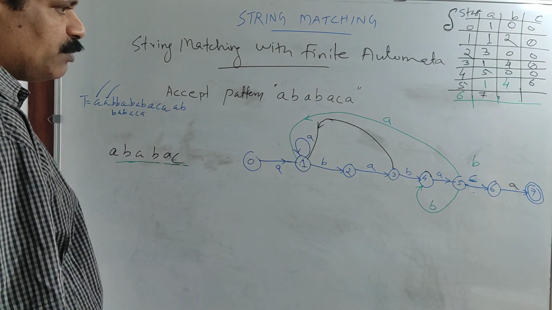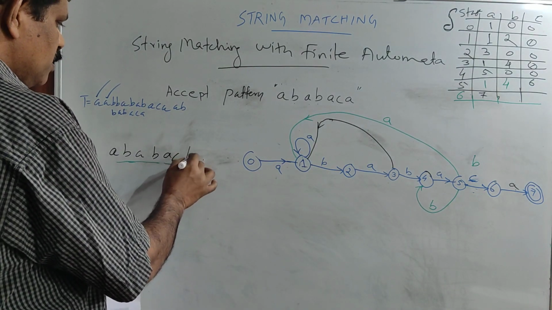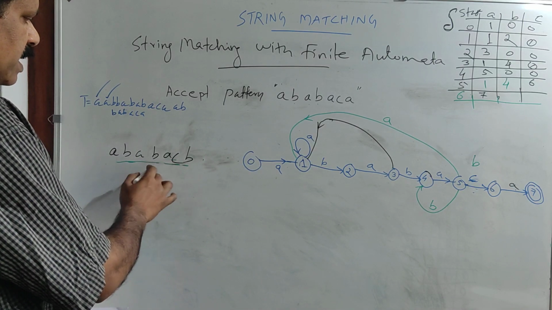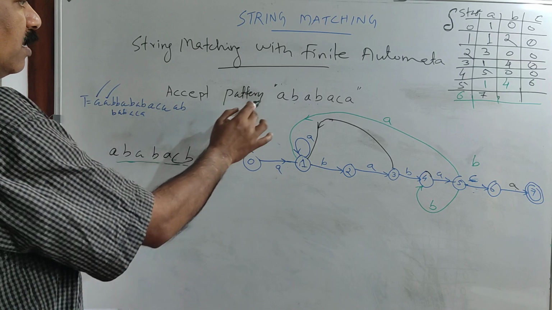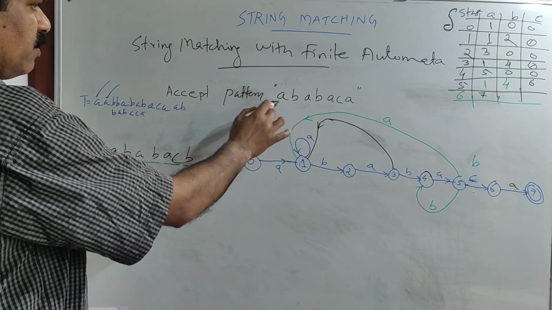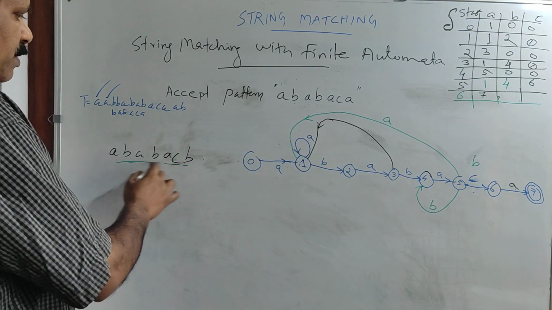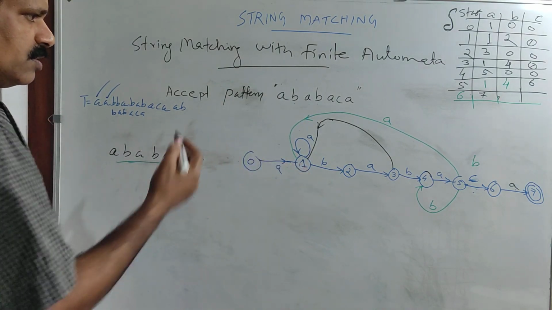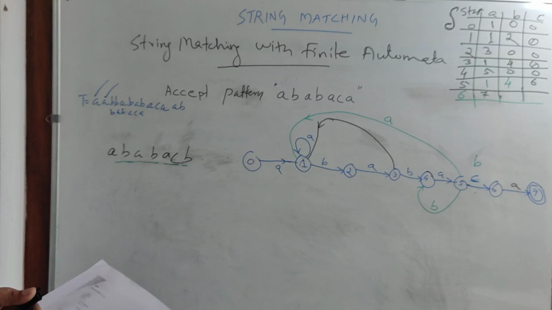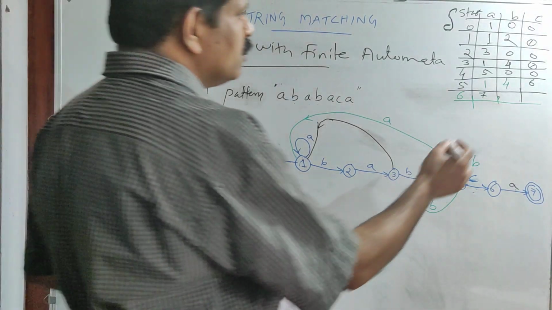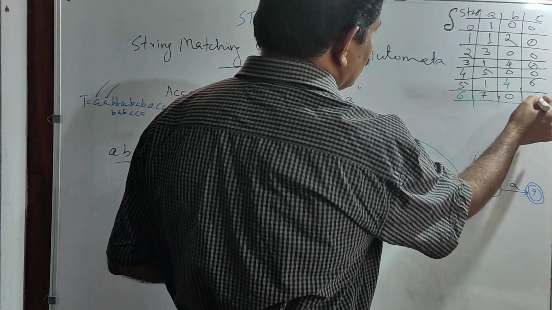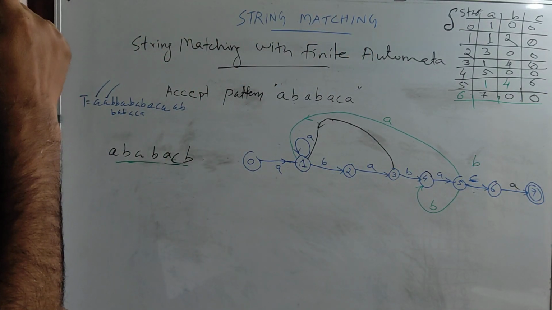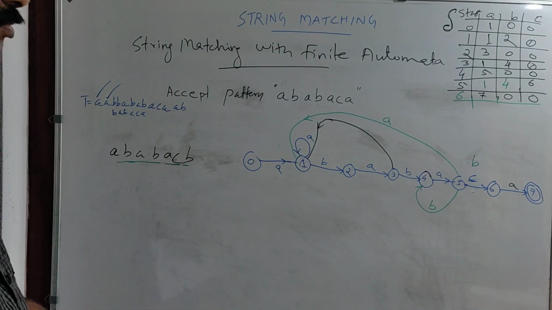Then what about getting a B? No chance. If you club with the previous characters, you will never get a beginning of the pattern. So you have to start from the initial state. So on getting a B, you have to move back to 0. Getting a C, you have to start from the initial state.